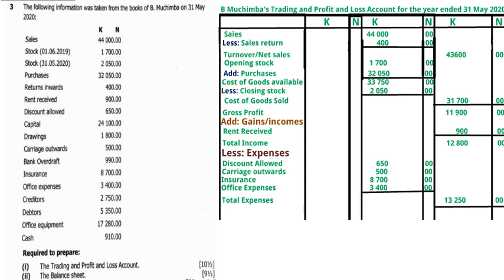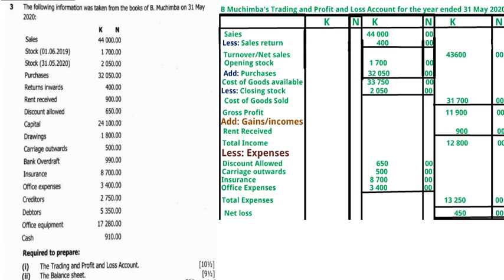So for us to tell if it's a loss, we just punch in 12,800 minus 13,250 kwacha, which will give us negative 450. Now, don't write negative 450 here. Just write 450 kwacha. And this 450 kwacha is the net loss. We are able to tell that this is the net loss because the expenses are bigger than the income. So Mr. Muchimba incurred a net loss of 450 kwacha.